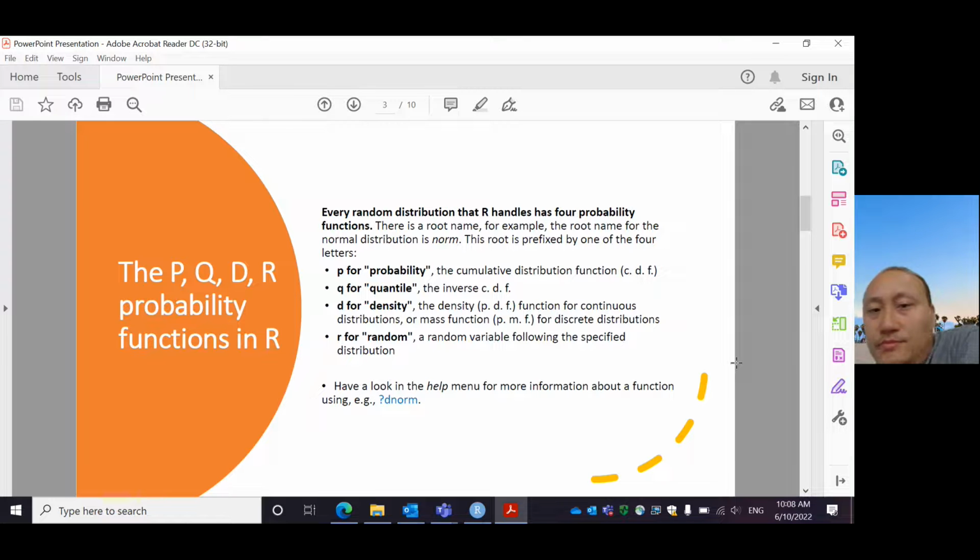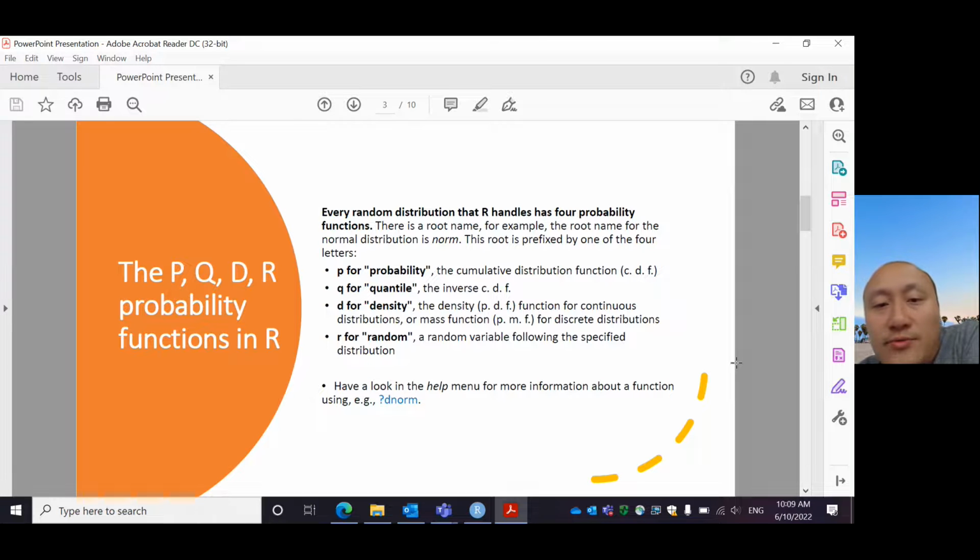Now, there are 4 types of probability functions for random distributions in the language of R. So there are PQDR functions. P stands for probability. The p function of a random distribution will return a cumulative probability for that distribution.